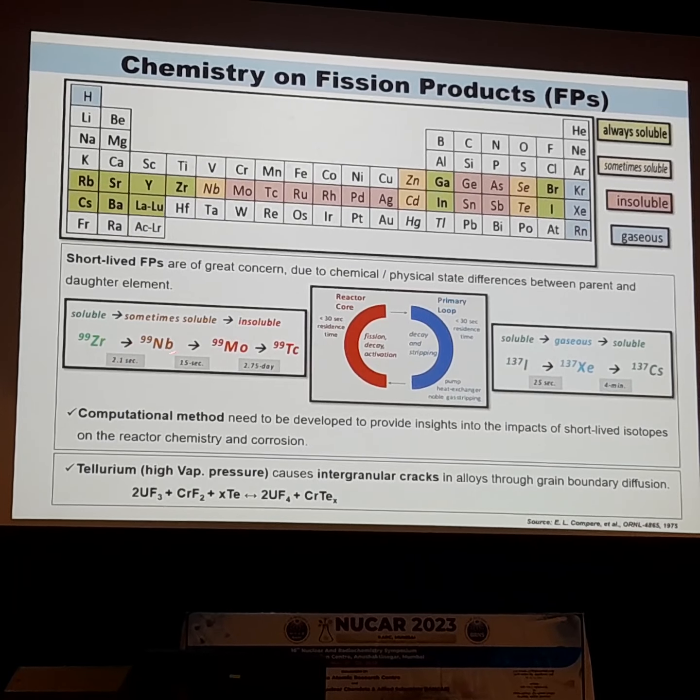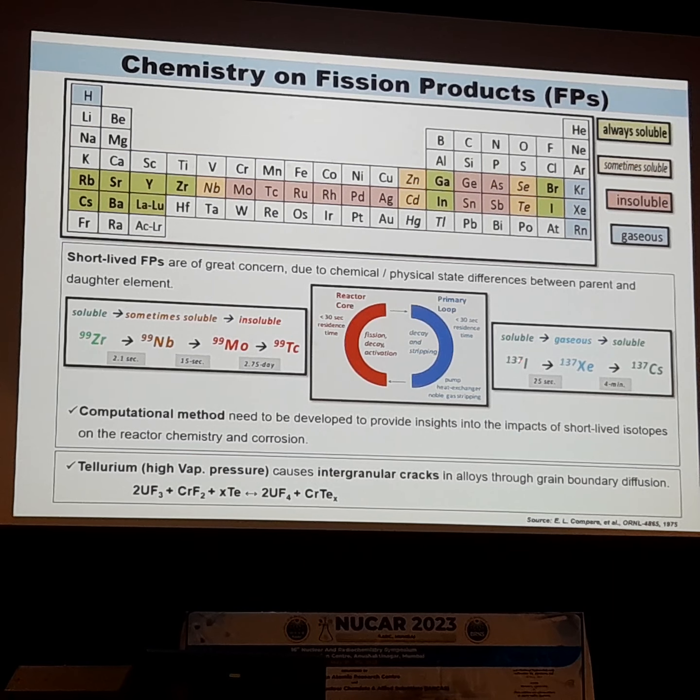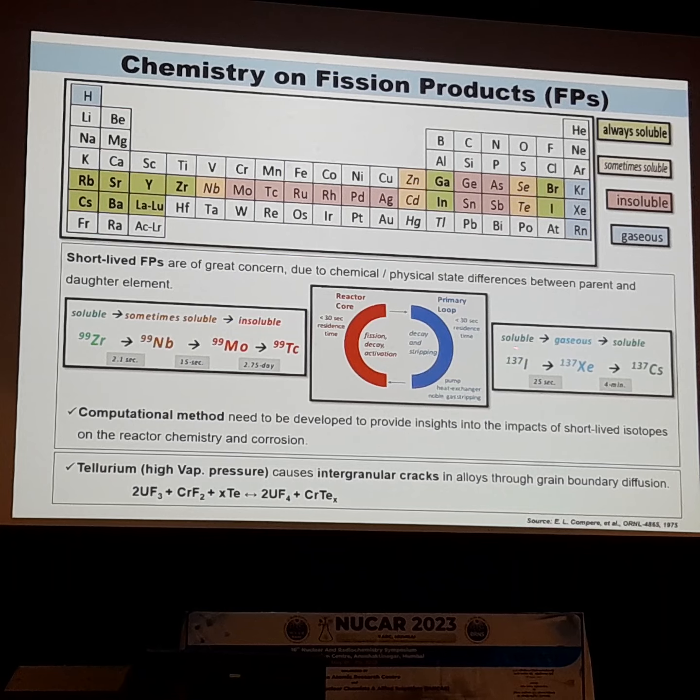half-life nuclides are considered to be short-lived fission products in a molten salt reactor, and they can have some detrimental effect because of their physical and chemical property changes. Another one is iodine-137, which is soluble, and within a 25 second half-life decays to xenon-137, which is gaseous, and similarly cesium-137 is formed after 4 minutes, and it is soluble.